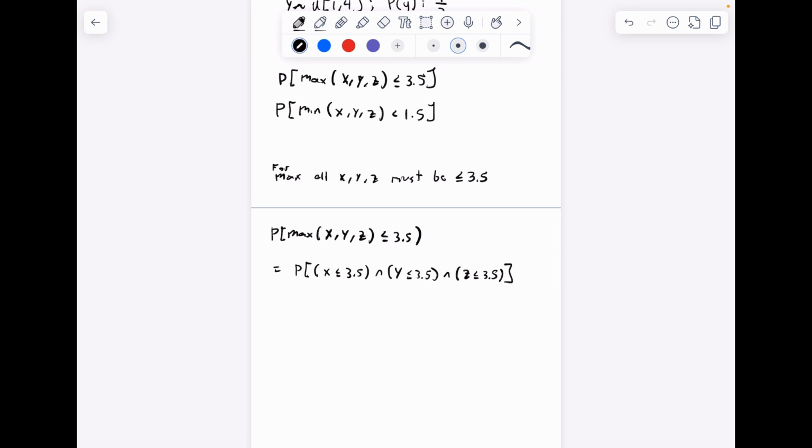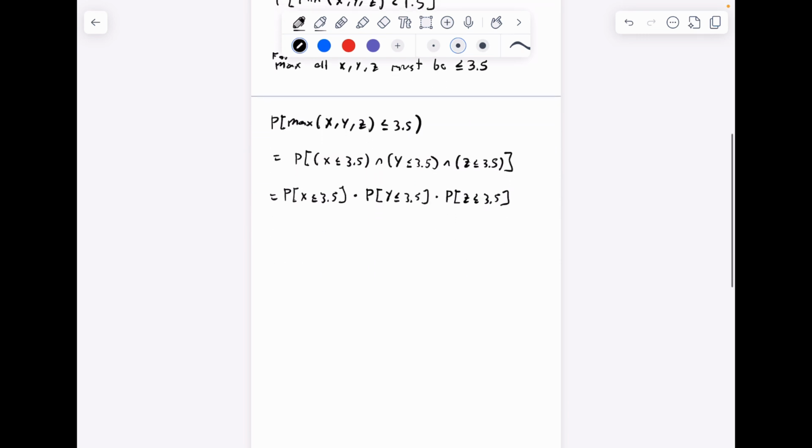Now, because we're given that the variables are independent, with our rules for intersections, we can rewrite this to say that the probability that X is less than 3.5 times the probability Y is less than or equal to 3.5, times the probability that Z is less than or equal to 3.5. This also equals the probability that the maximum of those three values is less than 3.5. So now all we need to do is solve for each of these individual probabilities.